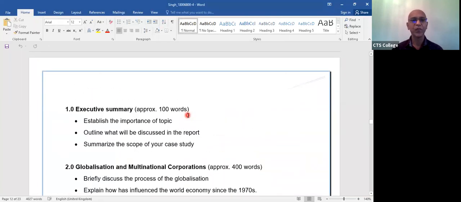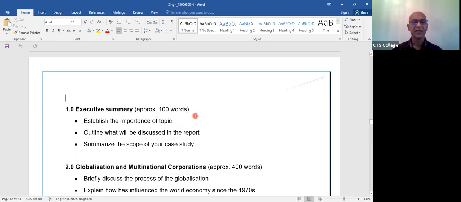So last day, we proposed a structure for CW2 as follows. The first section of the structure is the executive summary. This involves a discussion on the establishment of the importance of the topic, what will be discussed in your report, and a summary of the scope of your case study. To establish the importance of the topic means to say what the topic is and why it is important to be ventilated or to be discussed.